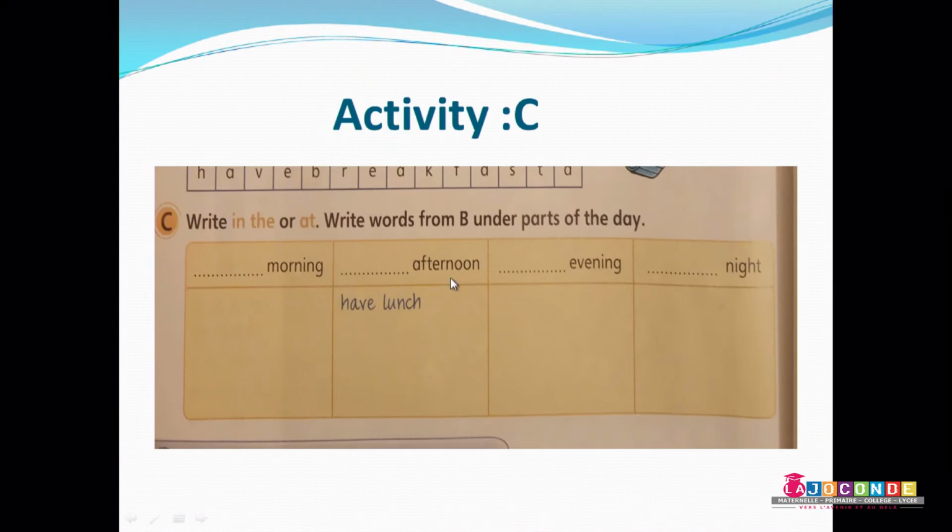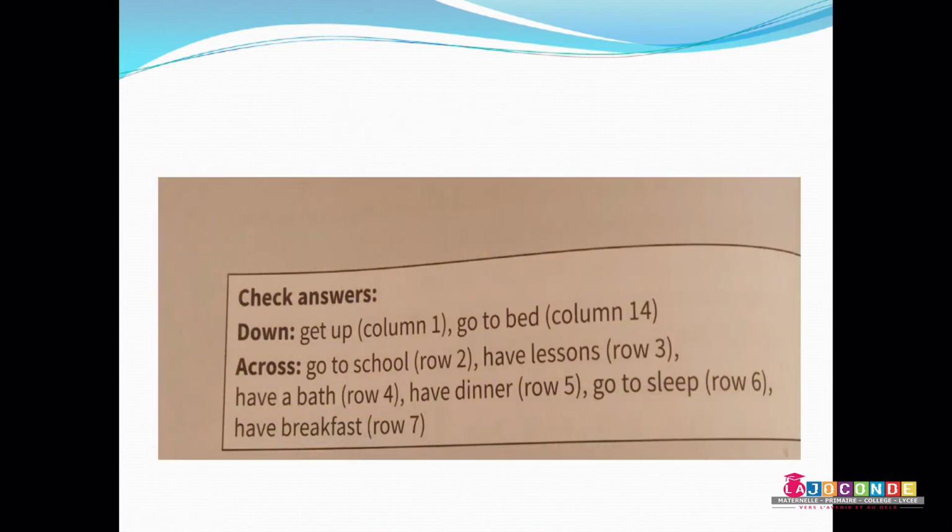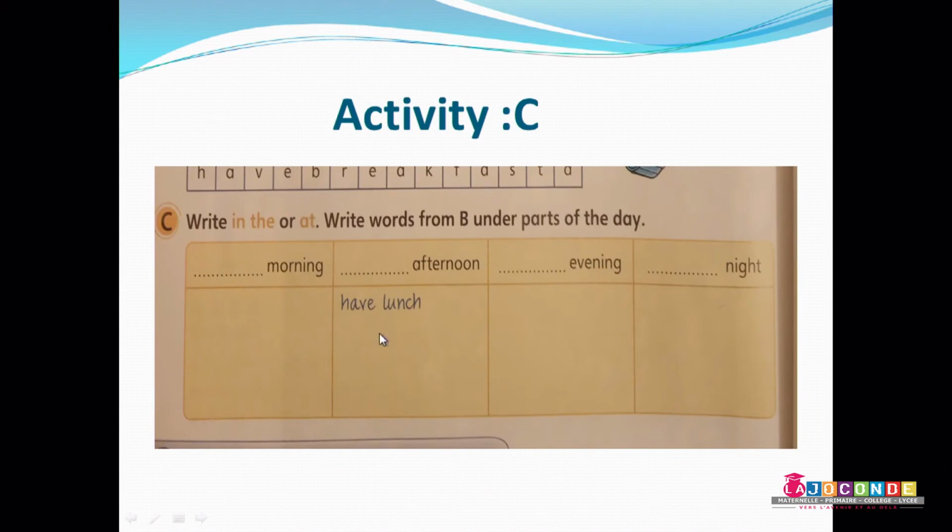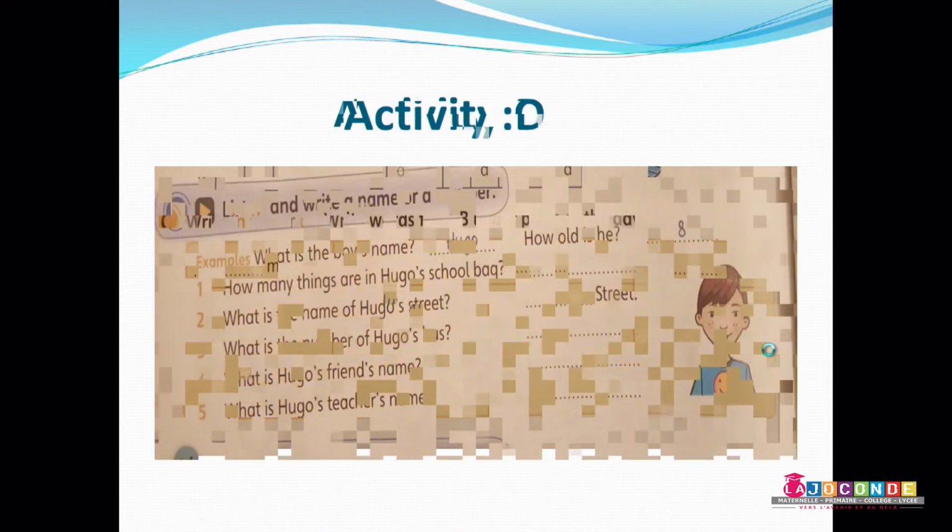Now, what you have to write? Here we have morning, afternoon, evening, and night. And here you have lunch. You move to this. You write get up, for example. Get up. Is it in the morning? Is it in the evening? Is it in the afternoon or at night? Good. Go to bed. When? Morning, evening, afternoon, or night. Go to school. Have lessons. Have bath. So these words or these activities, you have to classify them either morning or afternoon, either evening or night. Okay, let's move to the next activity.